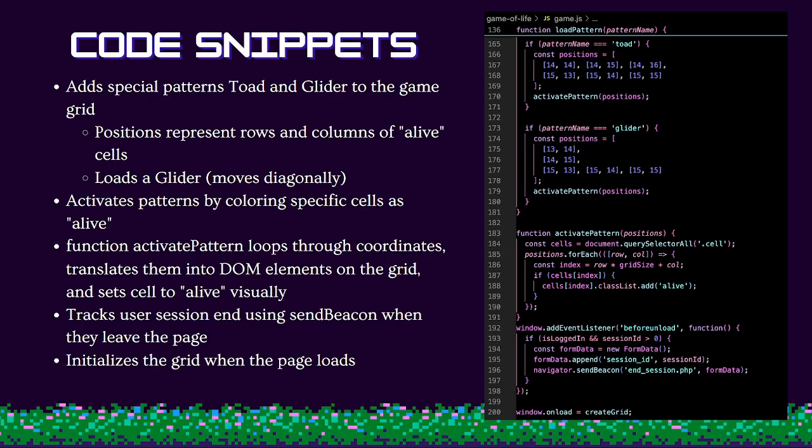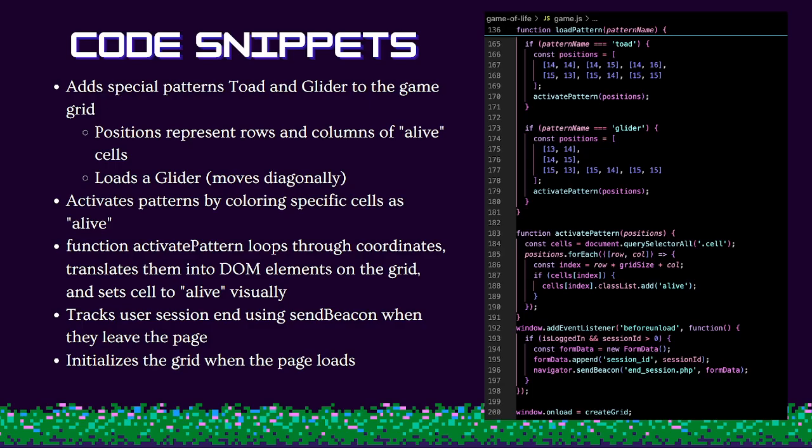So for this code snippet, this was the JavaScript file. We have other patterns, but this one specifically highlights the toad and glider because these were our bonus ones that we wanted to add. The positions represent the rows and columns of the alive cells, and it also loads a glider, which moves diagonally, and it activates patterns by coloring specific cells as alive.